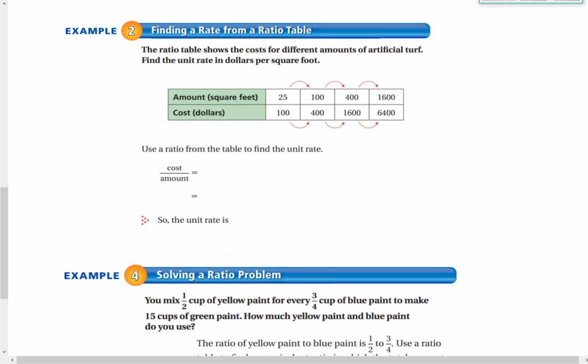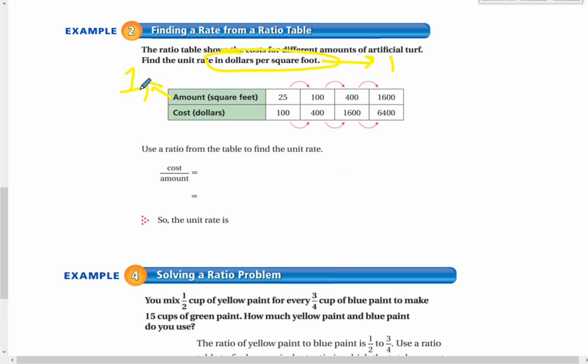All right, let's move on to example number 2. The ratio table shows the cost for different amounts of artificial turf. Artificial turf is what they put on like soccer fields or football fields. It's kind of like fake grass. And then we're going to find the unit rate in dollars per square foot. So we want that unit rate in dollars per square foot, meaning we want the square feet to be 1. Okay, so we want the amount to be 1.